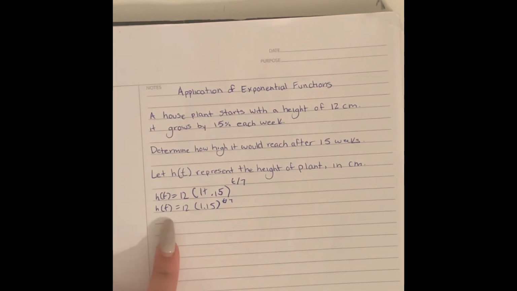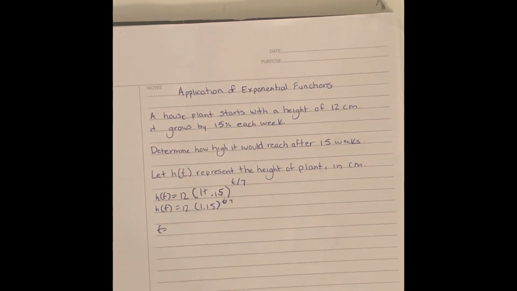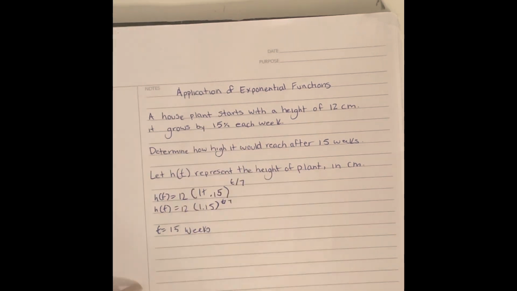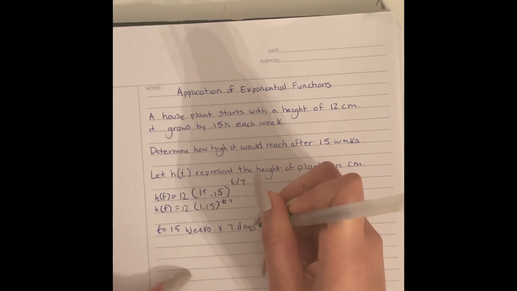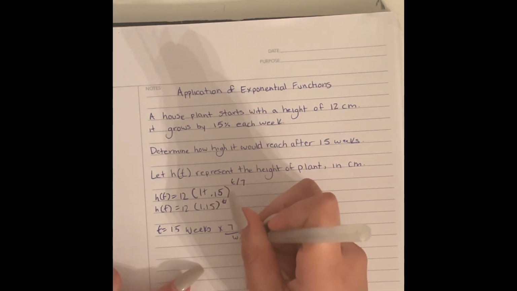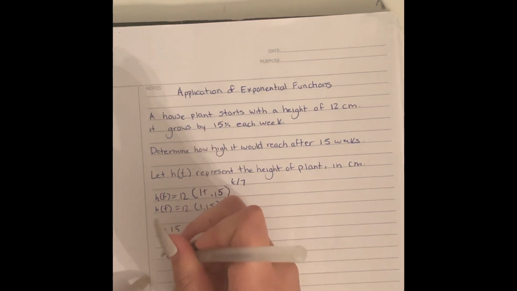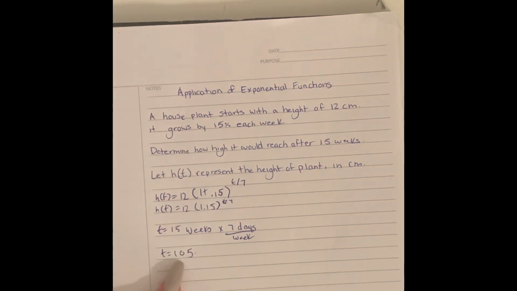So this is our equation for the problem. When we're figuring out what t is, we're looking for the growth rate in the span of 15 weeks. So we're doing 15 weeks times 7 days, since there's 7 days in a week, over 1 week, because that's how much we have. So we're doing 15 times 7, which makes our t be 105. So this is going to be our t value.